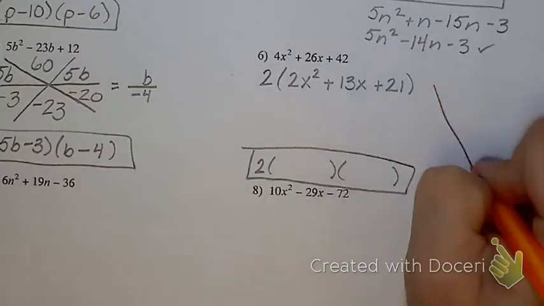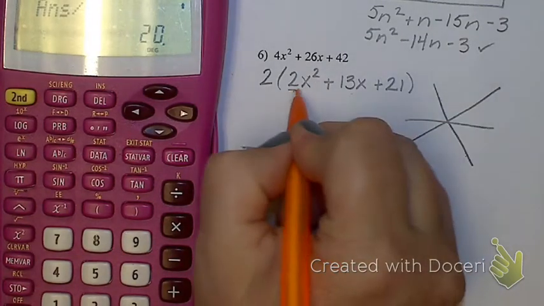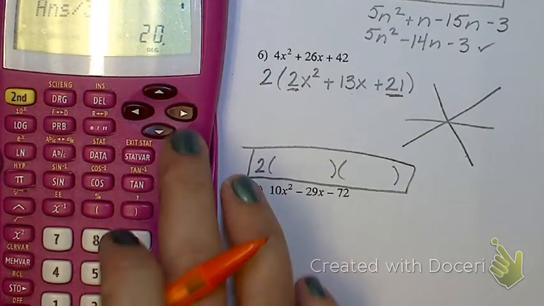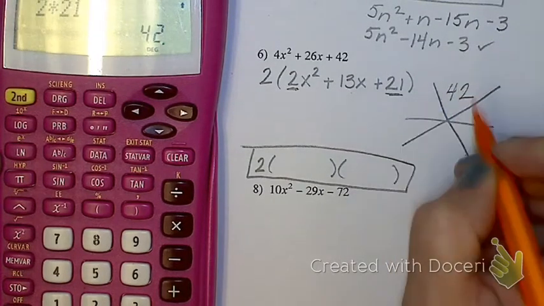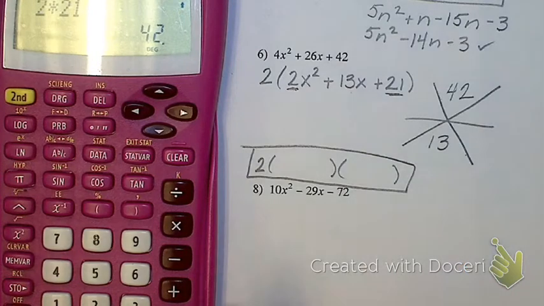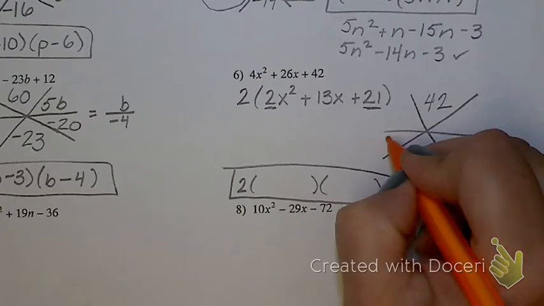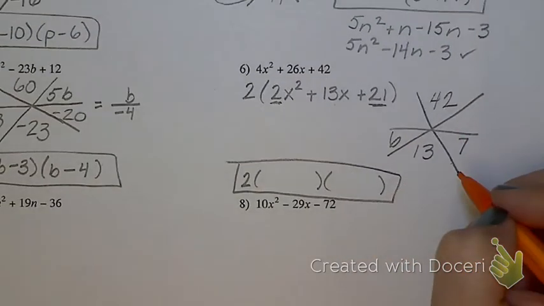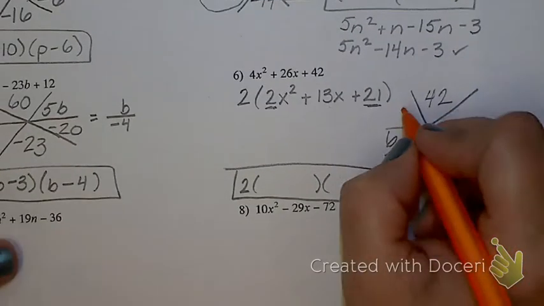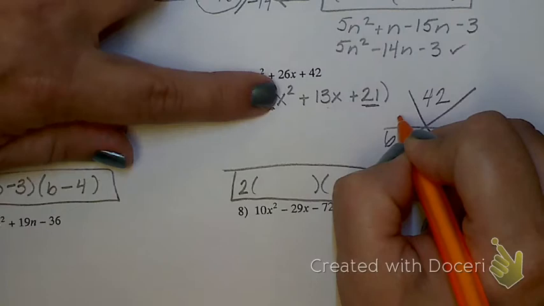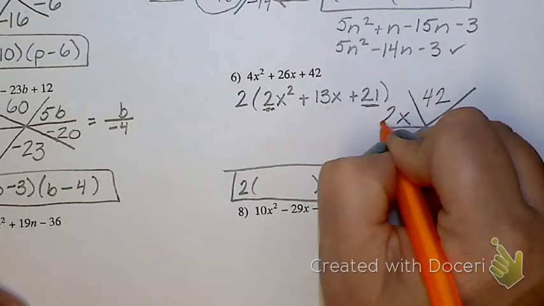So let's do our snowflake. What's going to go on the top? 2 times 21, right? 42. On the bottom? 13. What are 2 numbers that multiply to get 42 and add to get 13? 6 and 7. Do I have to worry about any negatives? No, because everything's positive. And what goes on top? The x squared breaks up, but I can't forget what? The 2. The a value has to go there also.